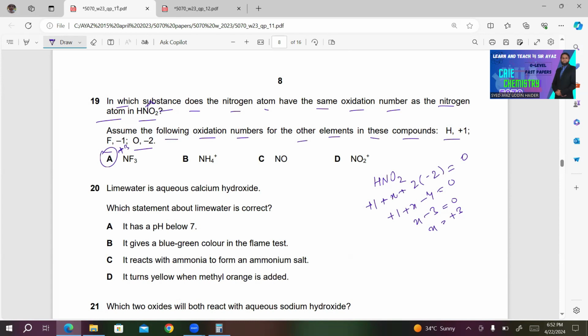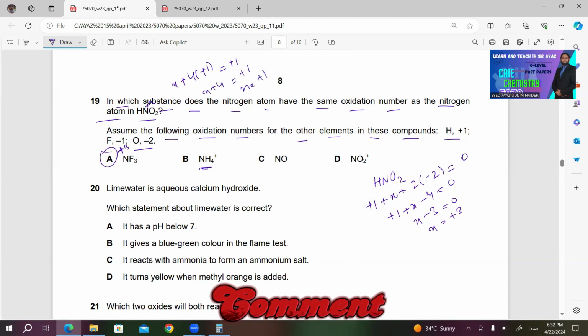For your convenience, I'm finding the oxidation number of nitrogen in the other ions and compounds. For NH4 positive, the overall charge is +1. We have X for nitrogen. How many atoms of hydrogen? 4. Hydrogen carries +1. So X plus 4 gives +1, or X equals +1 minus 4, which gives minus 3.